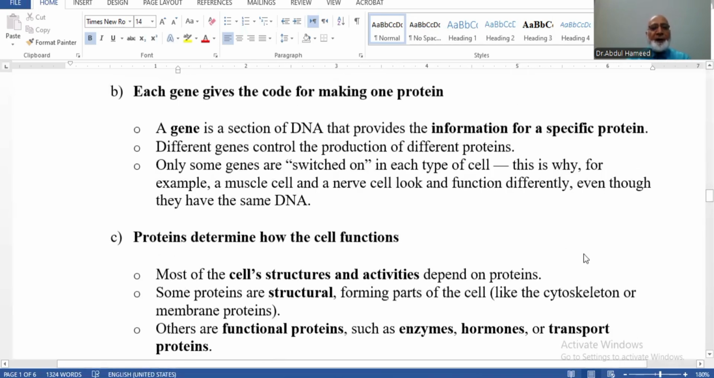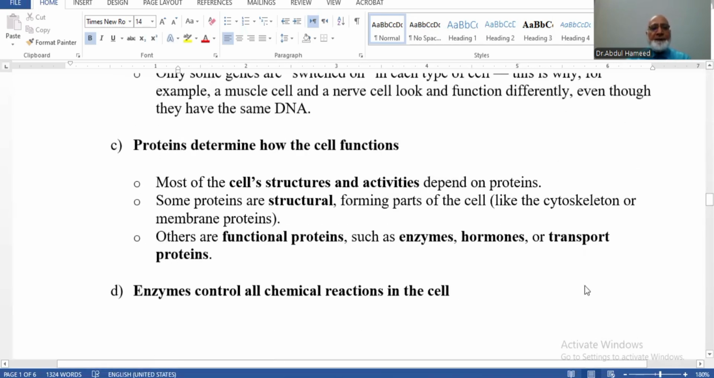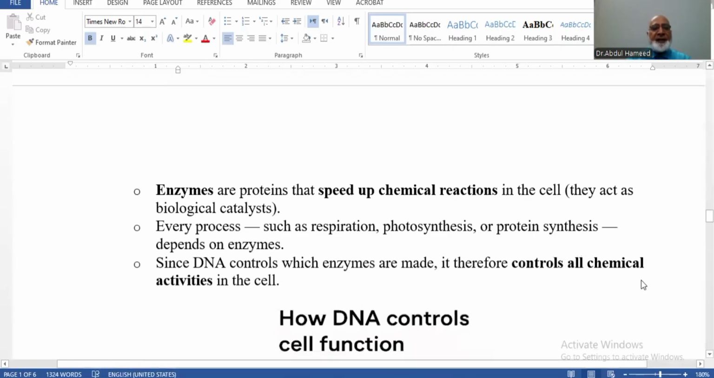Proteins determine how the cell functions. Most of the cell structure and activities depend on proteins. Some proteins are structural, forming parts of the cell like the cytoskeleton or membrane proteins. Others are functional proteins: enzymes, hormones, transport proteins, antibodies, and others. Enzymes control all chemical reactions in the cell. Enzymes are proteins and they speed up chemical reactions in the cell. They act as biological catalysts.